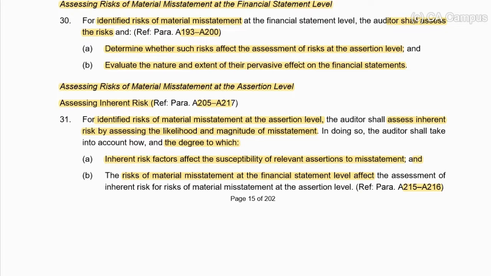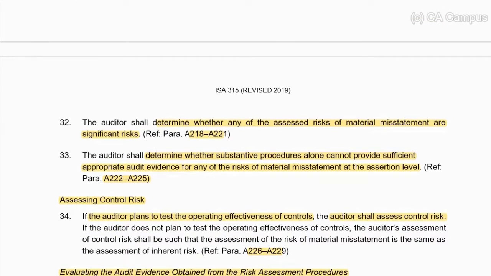So we've got to look at the degree to which the inherent risk factors affect the susceptibility of the relevant assertion to misstatements, and we have to consider if there are risks at a financial statement level that could affect the assertion. Okay, so that's really important. We then need to consider if there's a significant risk and if there are any areas where substantive procedures alone cannot provide sufficient evidence. I'm not going to worry about that for now. And then if we plan on testing controls, we have to assess control risk.